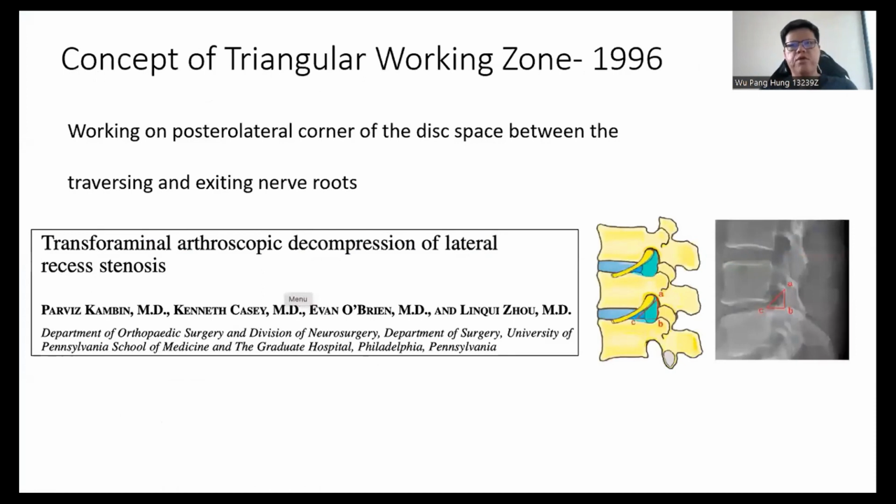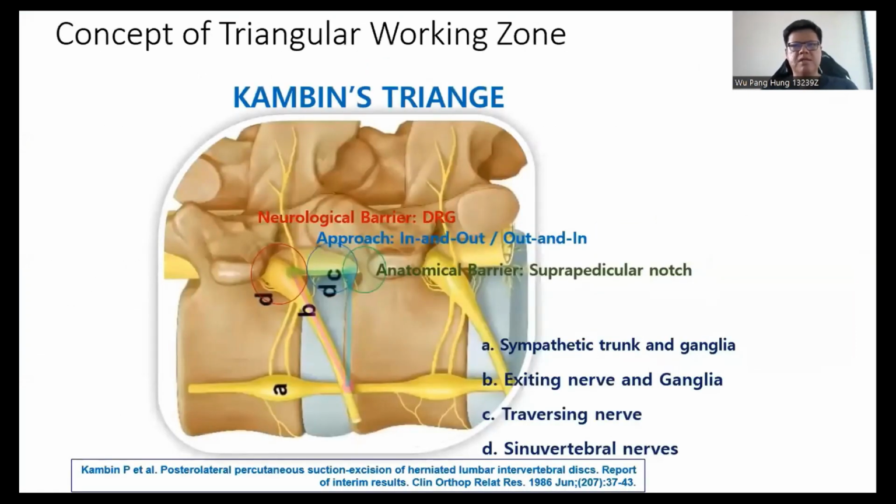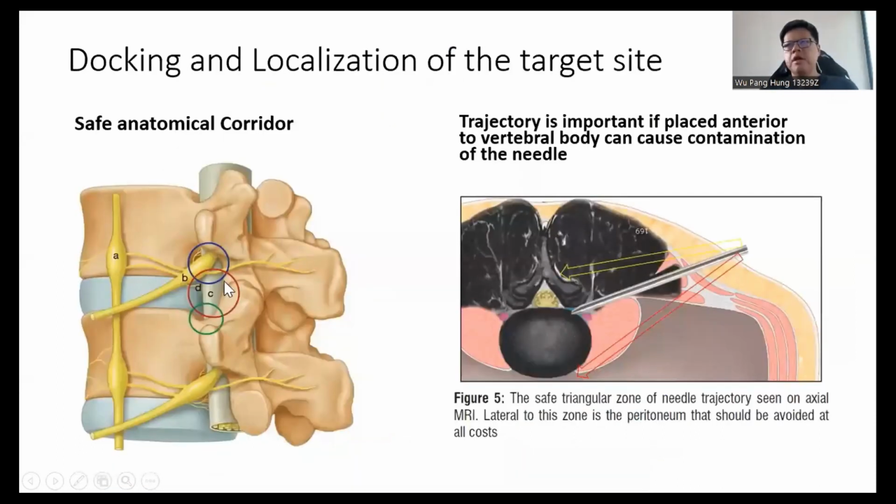You have to build a safe corridor, and the safe corridor is famously proposed by Kambin and Hijikata, and it essentially involves the triangle that is subtended by the exiting nerve root, traversing nerve root, and the top of the caudal vertebral end plate. Essentially, we want to be docked in this posterolateral corner region so that we minimize the injury to the exiting nerve root or the vessels around the structure in the vertebral body. If we place it too anteriorly, we may injure the exiting nerve root. If we place it too posteriorly, it doesn't reach the target. So the ideal will be the lower dorsal region of Kambin's triangle. And the trajectory is important.